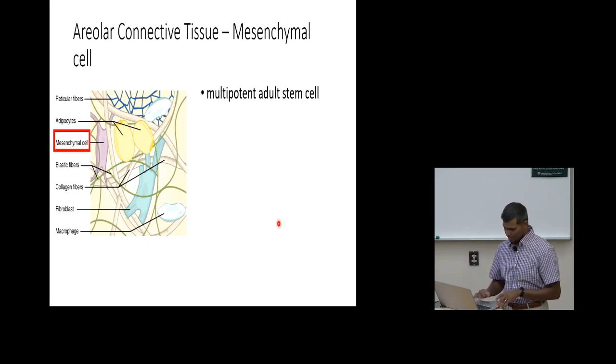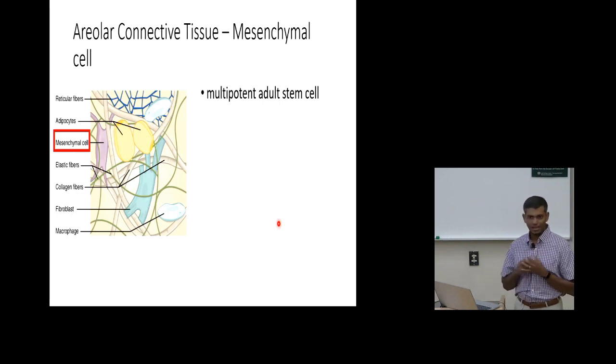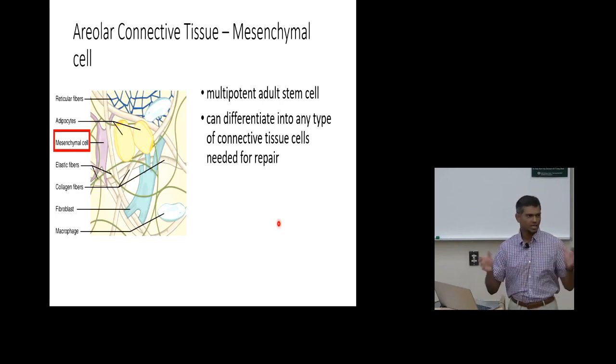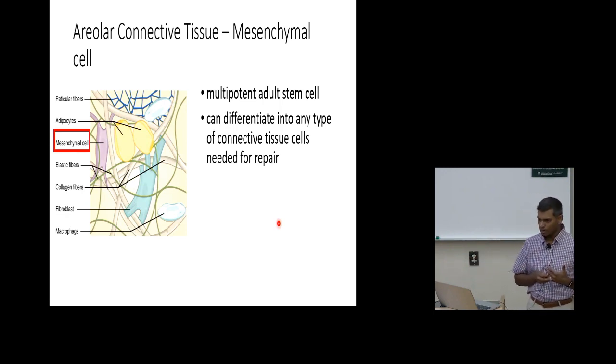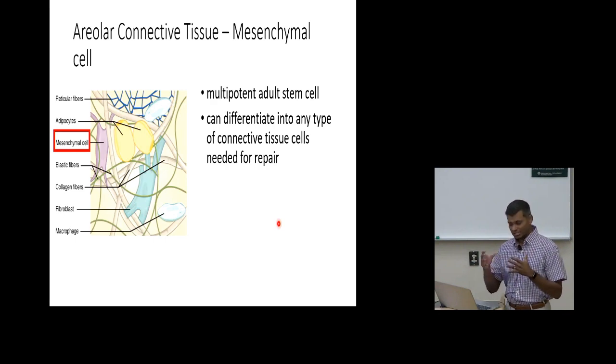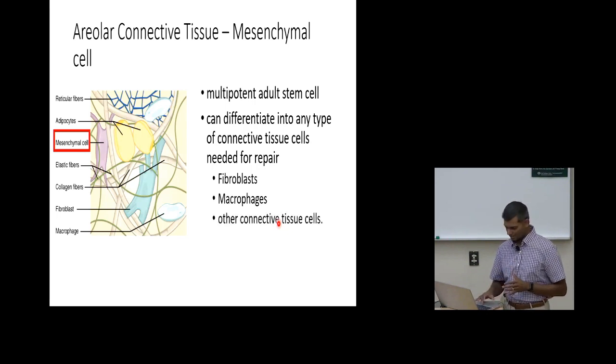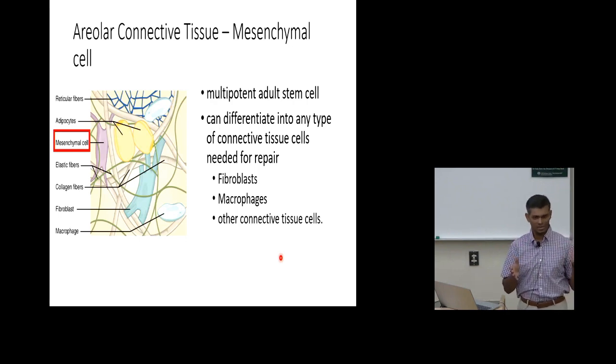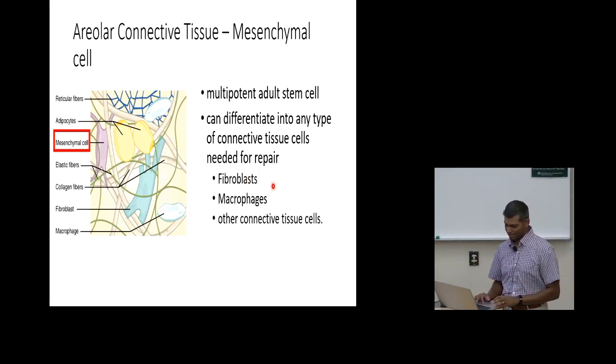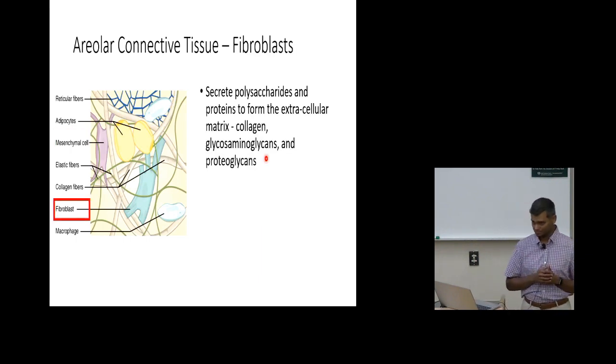So mesenchymal cells are multipotent adult stem cells which can differentiate into other kinds of cells if there is damage to the tissue. And the types of cells into which these stem cells can differentiate would be fibroblasts, macrophages, and other connective tissue cells. So I told you that the cells can be of two types. One type of cells makes the matrix, the other type of cells has an immune function, and that's exactly what fibroblast is. A fibroblast is a cell which is going to help make the matrix.